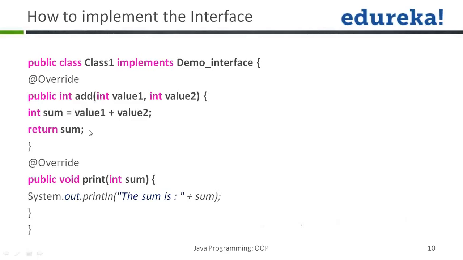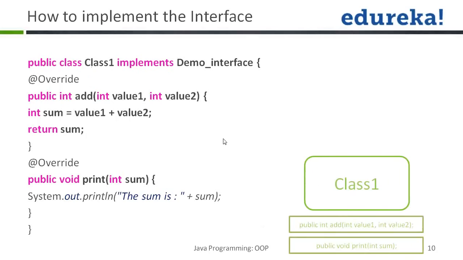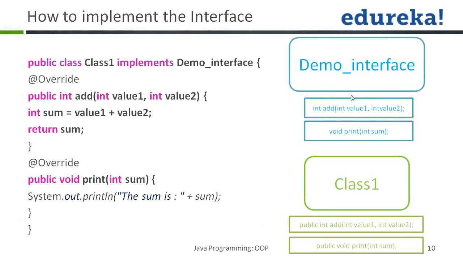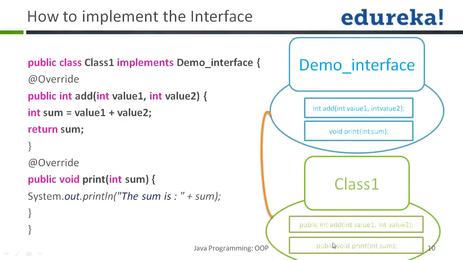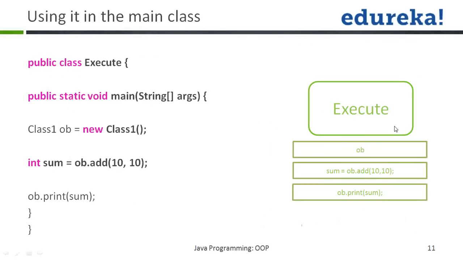Now I'll use these methods, I'll use this class using the object of this class. First of all, understand this diagram. You have a class, Class1, and you want to implement an interface. This is the interface that you want to implement. So you used the implements keyword right here in Class1. You have got your methods and you define them in this class. Now we'll be using this class. I make another class that is Execute. I have my main method in that.